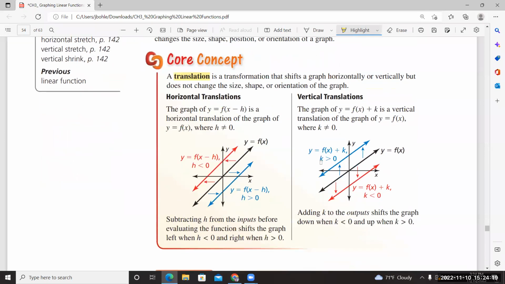Okay, the first we're going to deal with is horizontal and vertical translations. So we're going to deal with a lot of things in function notation today. So the graph of f of x is going to be translated vertically by adding or subtracting a k value to the graph. And then similarly, we're going to have horizontal translations by adding or subtracting an h value on the inside of the function notation. And we're going to see what that looks like.